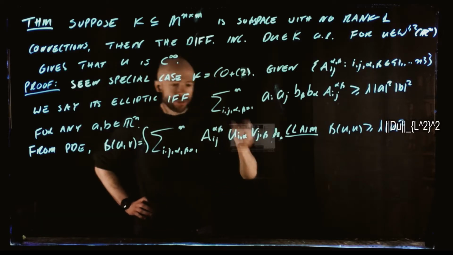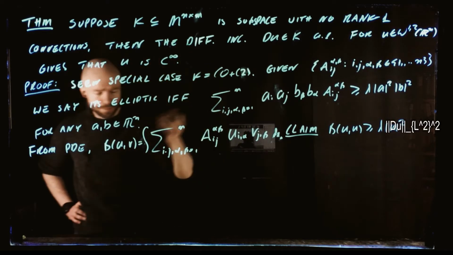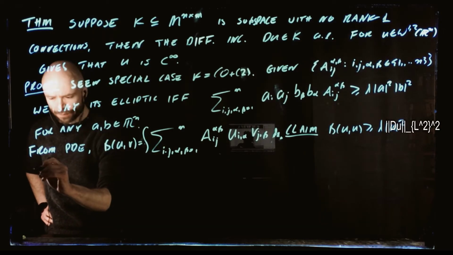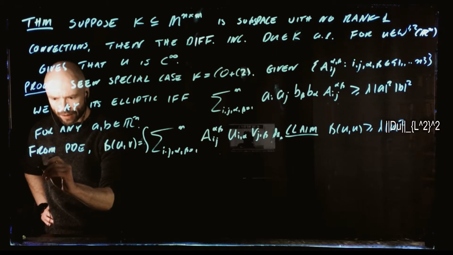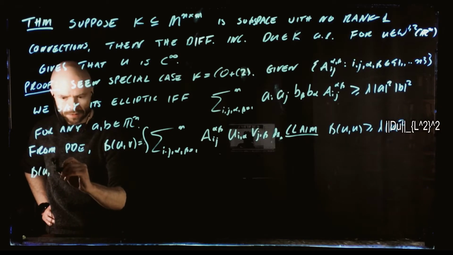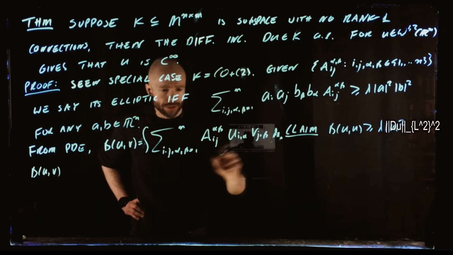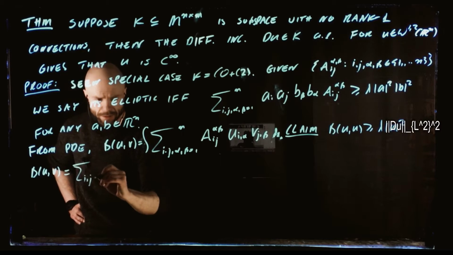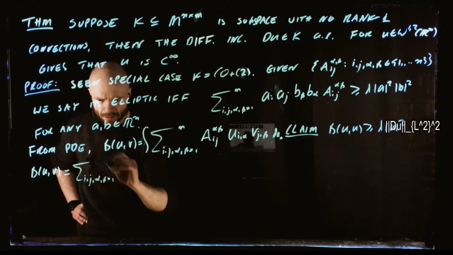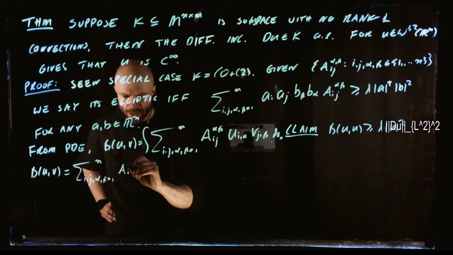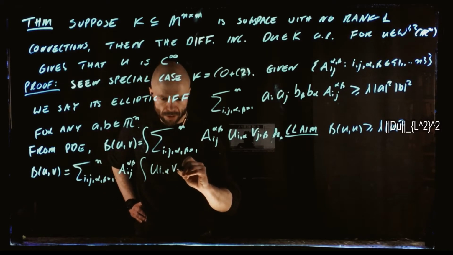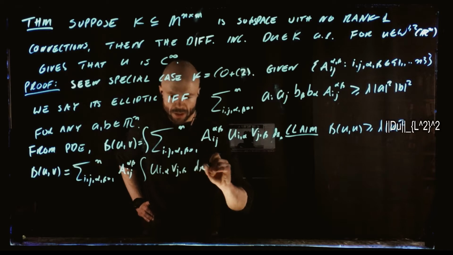Okay, cool. So why is this the case? Well, let's do this calculation. If we write B(u, v) like this, these are constant coefficients, right? These are just numbers, so we can just take this stuff outside. And then we're going to have a_{ij}^{αβ}, and then the integral of ∂_α u_i ∂_β v_j dx.